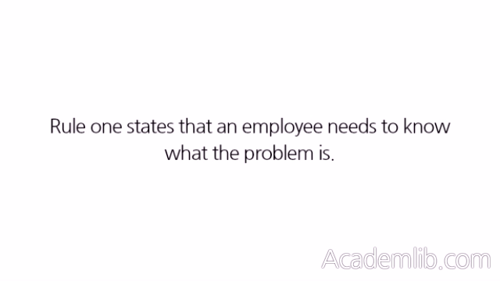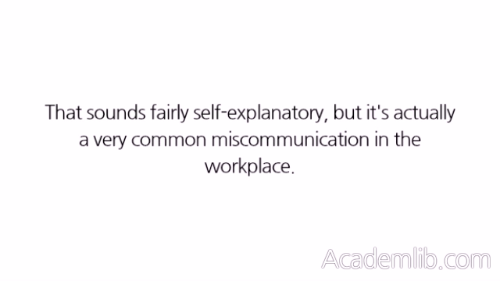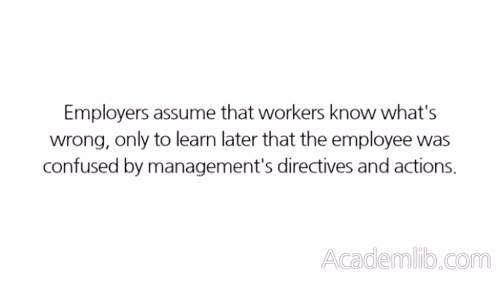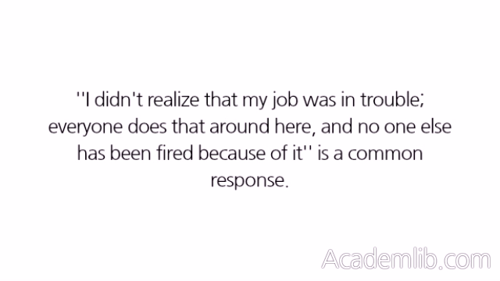Rule 1 states that an employee needs to know what the problem is. That sounds fairly self-explanatory, but it's actually a very common miscommunication in the workplace. Employers assume that workers know what's wrong, only to learn later that the employee was confused by management's directives and actions. "I didn't realize that my job was in trouble. Everyone does that around here, and no one else has been fired because of it," is a common response.